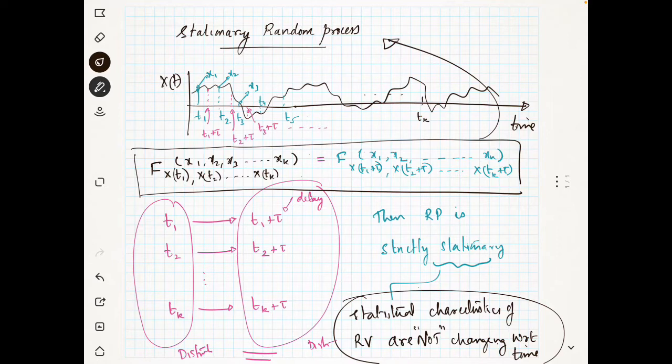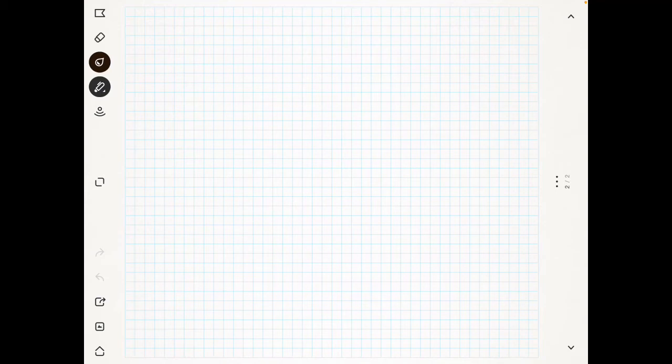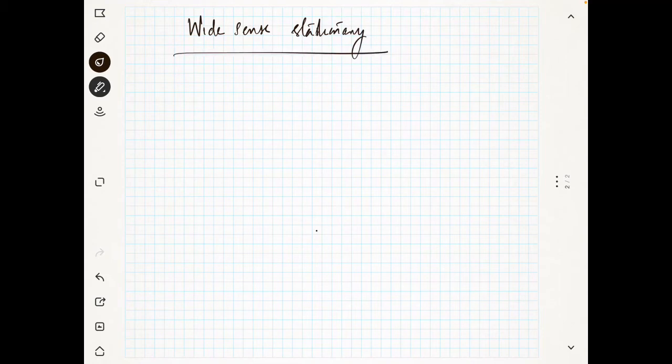But this kind of process is rare. So, to make things easy to handle, we practically have another process, which is known as the wide sense stationary process. It is not strictly stationary, but in a wide sense we can say this process is stationary.